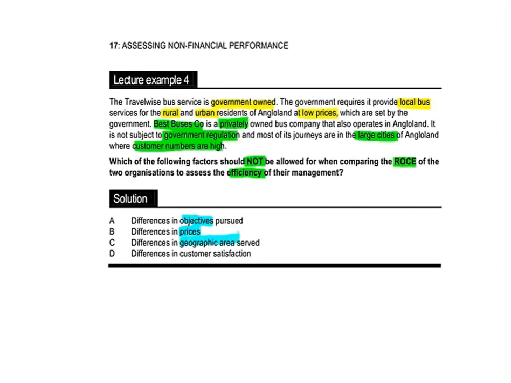Neither is the geographical area that is served. However, differences in customer satisfaction, we wouldn't want to allow for those, because customer satisfaction comes about through the attitude and the efficiency of management and the way in which they are running the business. So when we're comparing the ROCE of the two organisations, we might make allowances for the different objectives, prices and geographical areas, but we're not going to make allowances for the differences in customer satisfaction.